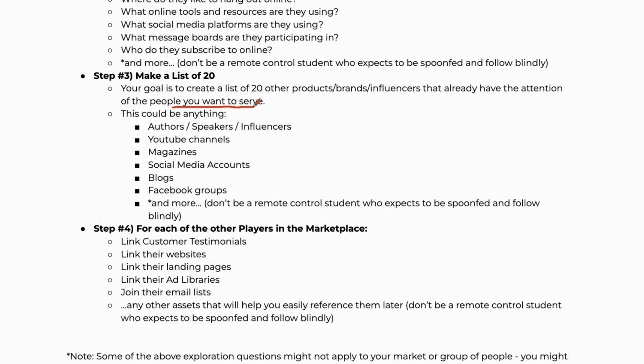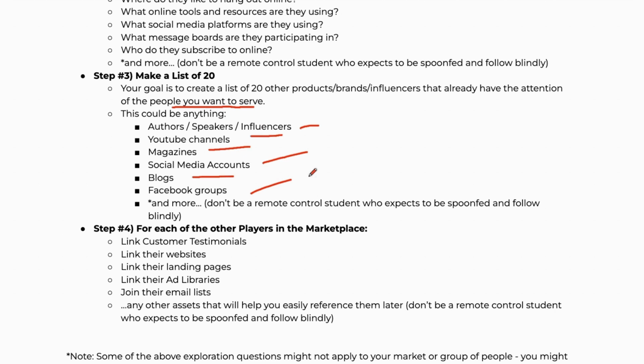So what you want to do is compile who the authors, speakers, influencers, YouTube channels, magazines, social media accounts, blogs, and Facebook groups are. All of that. Where is your general hypothesis of a person hanging out? What does that look like? We're organizing the table. We're getting everything organized.